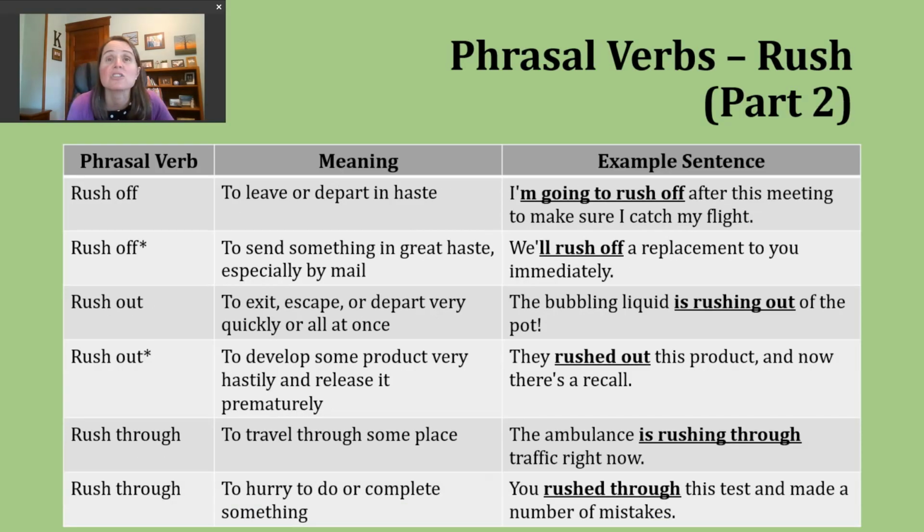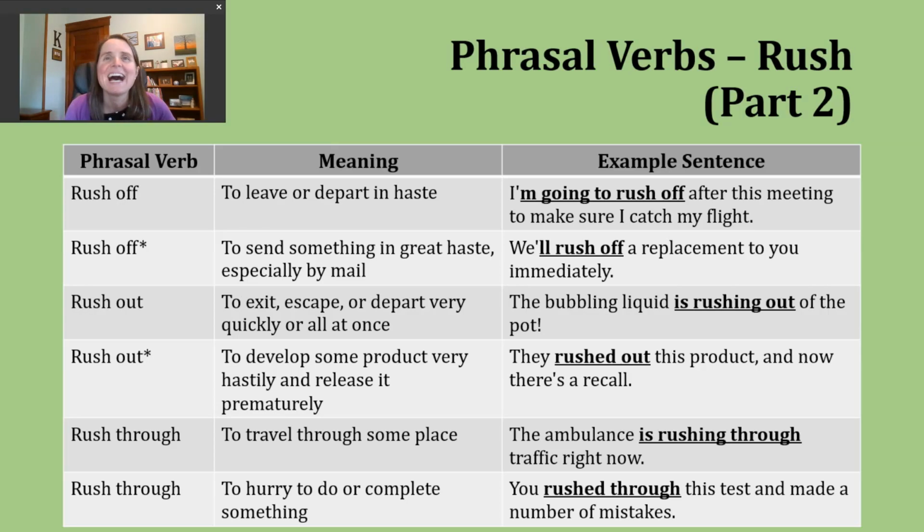The next one we'll discuss is to rush off. This can mean that someone is leaving or departing in haste, so they're doing it quickly. An example of this is, I'm going to rush off after this meeting to make sure I catch my flight. This is an example of the simple future using be going to. I'm discussing my plans. I plan to leave quickly. So not going to stick around, say goodbye, chit chat with people.